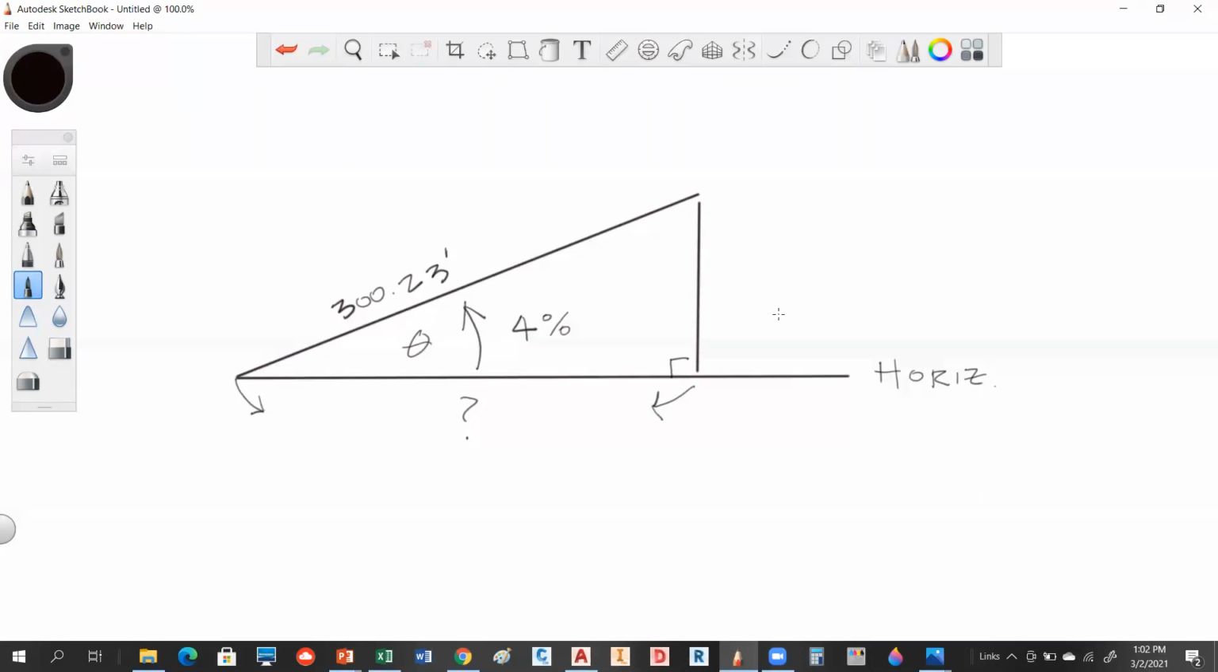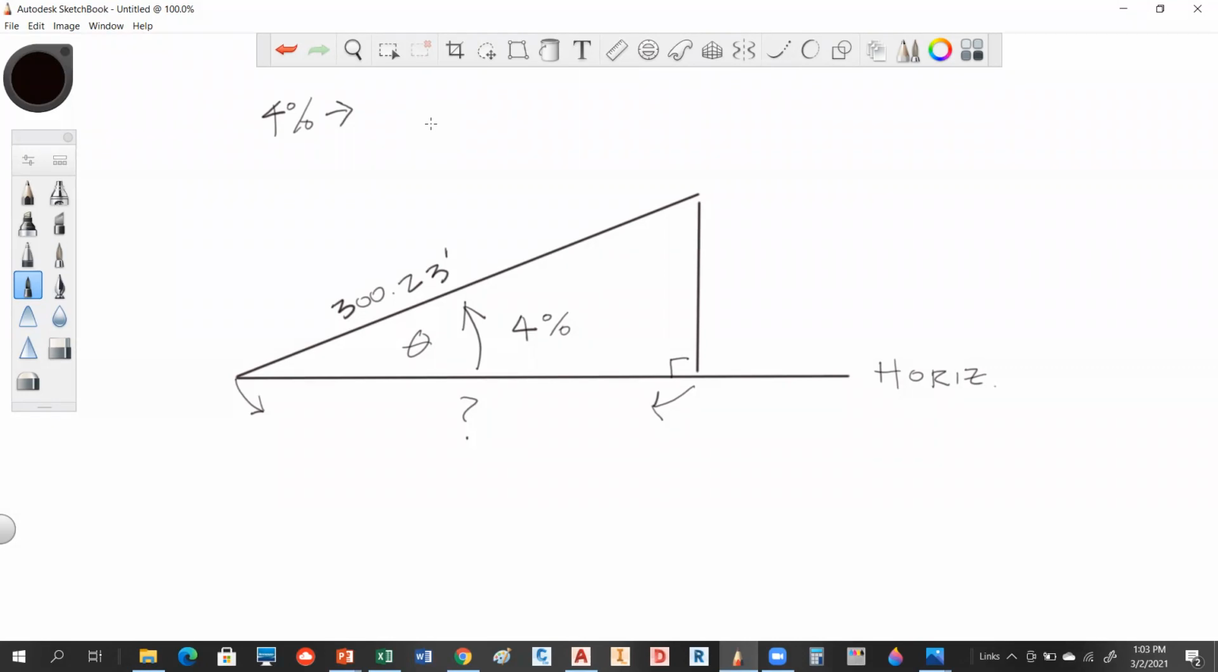So and I went over this last week, how do we convert that to an angle? Well, what does 4% mean? What does that mean? 4 out of 100. For what? 4 feet out of 100.